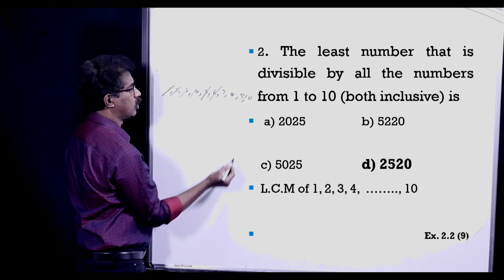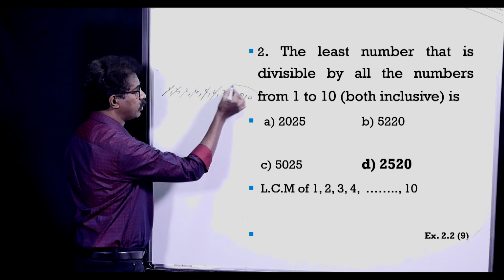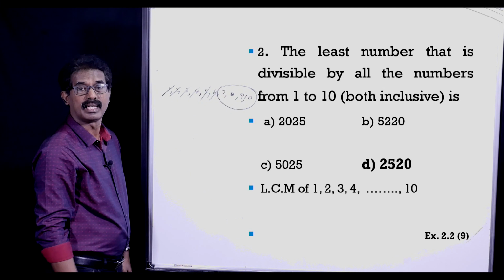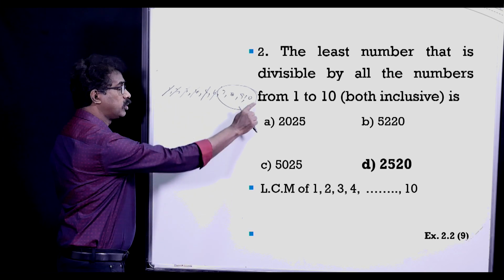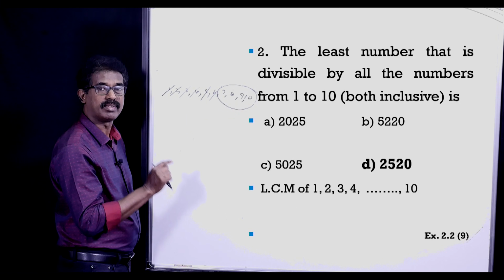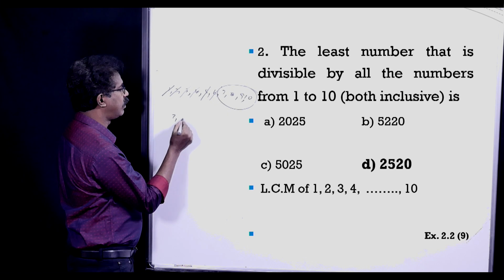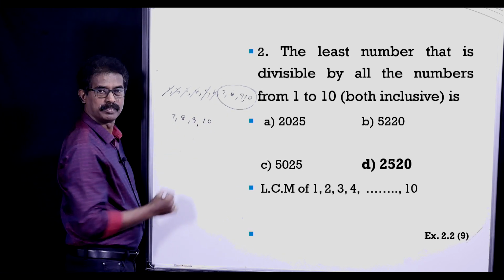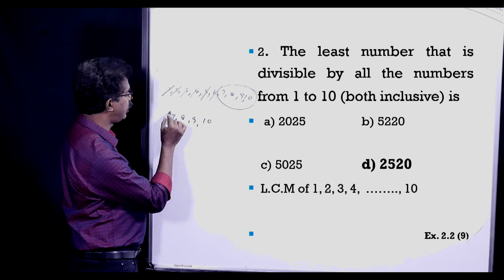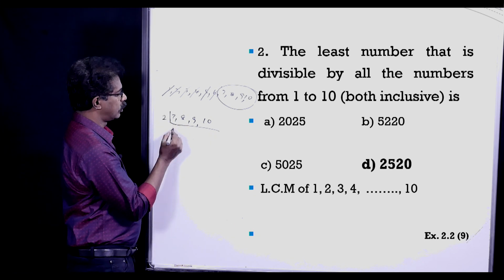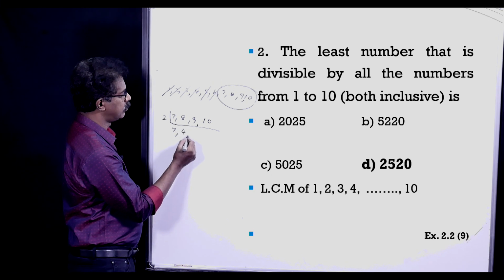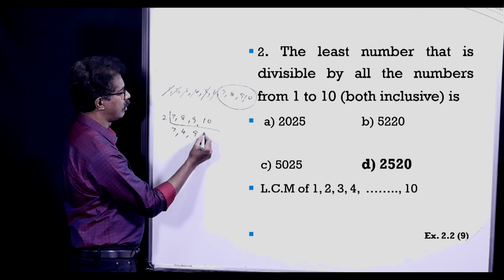So, okay. So, 7, okay, no other way. Now, it is enough to find the LCM of 7, 8, 9, 10. Instead of finding LCM from 1, 2, 3 up to 10, it is enough to find LCM of 7, 8, 9, 10. So, can you divide it? These two numbers are divisible by 2, right? So, 7, 4, 9, 5.